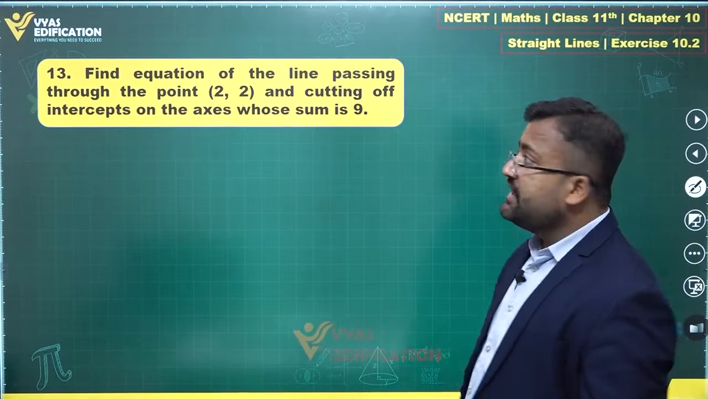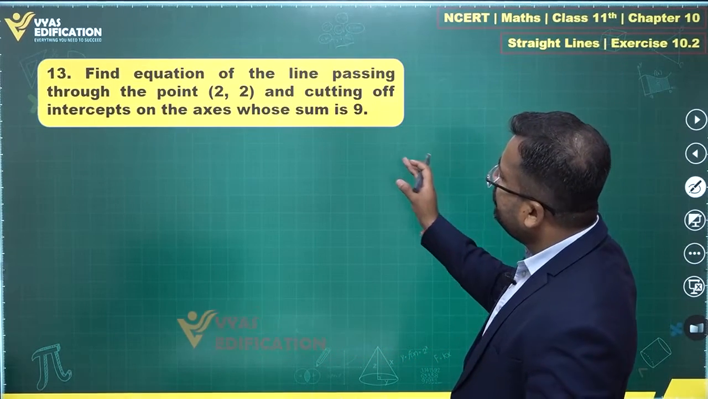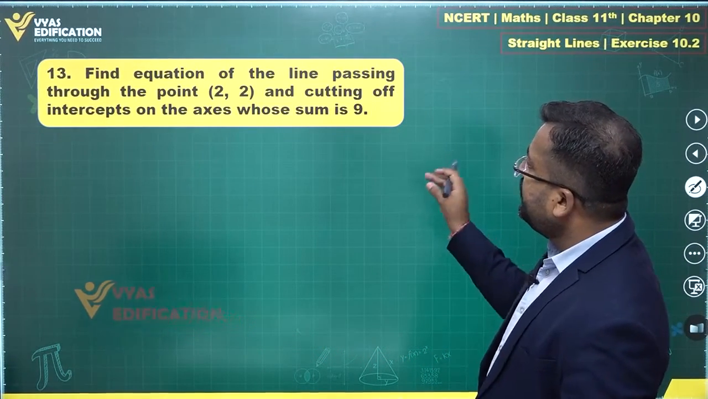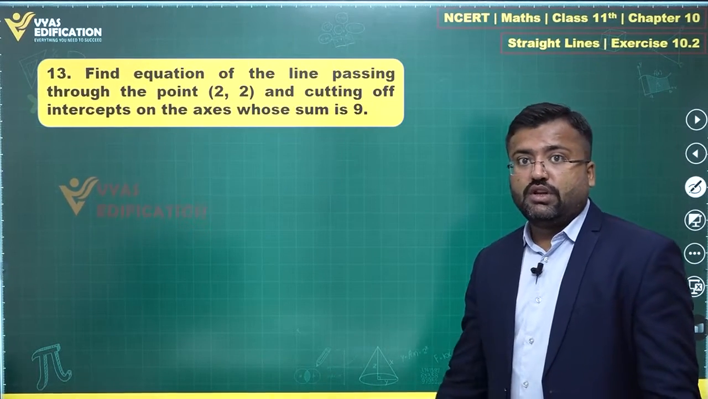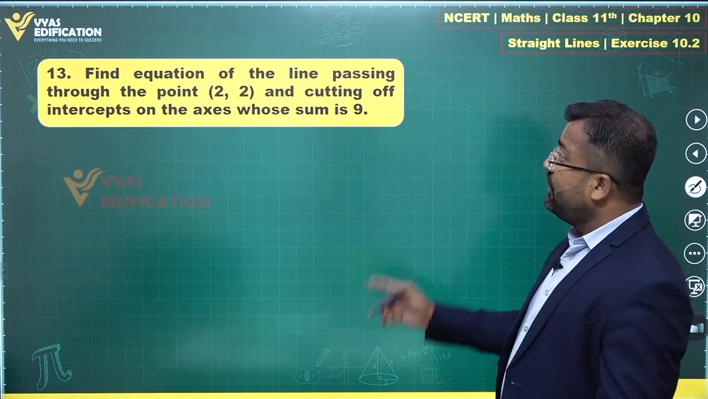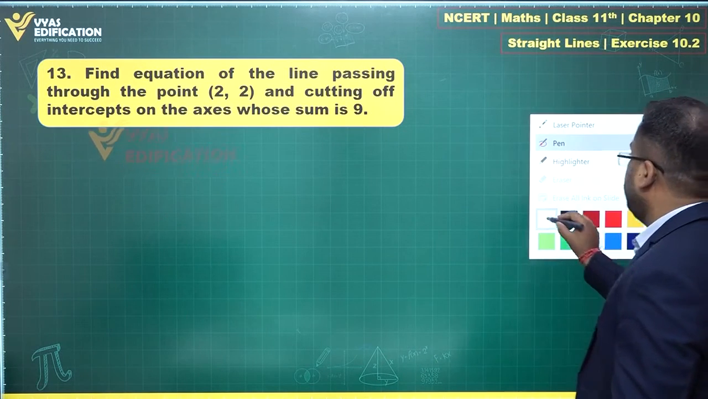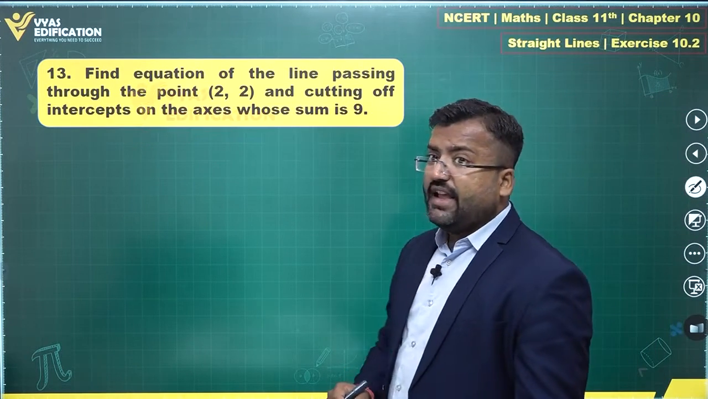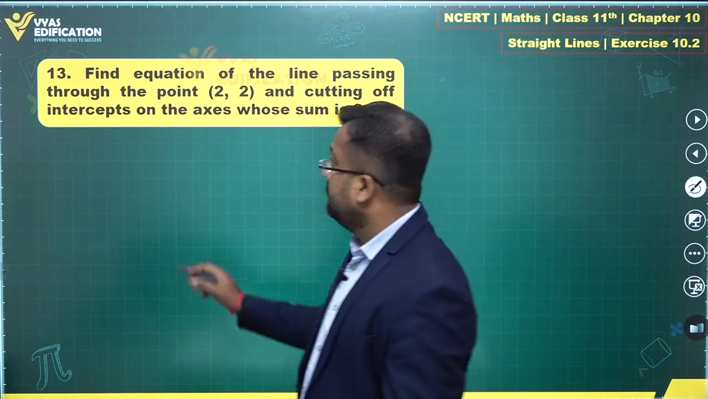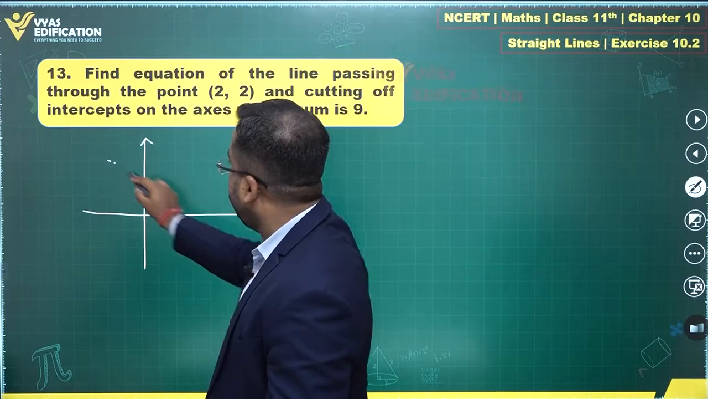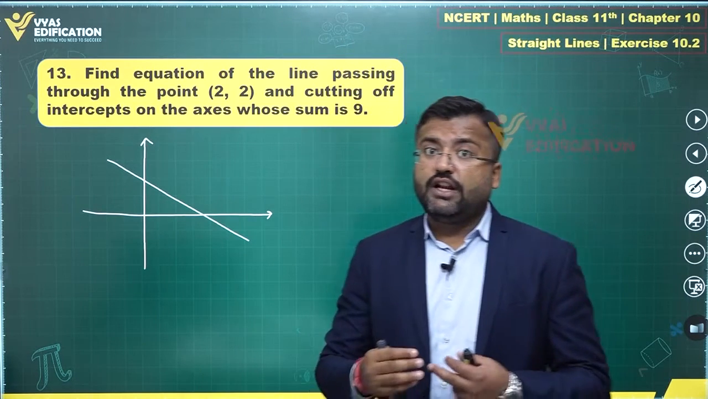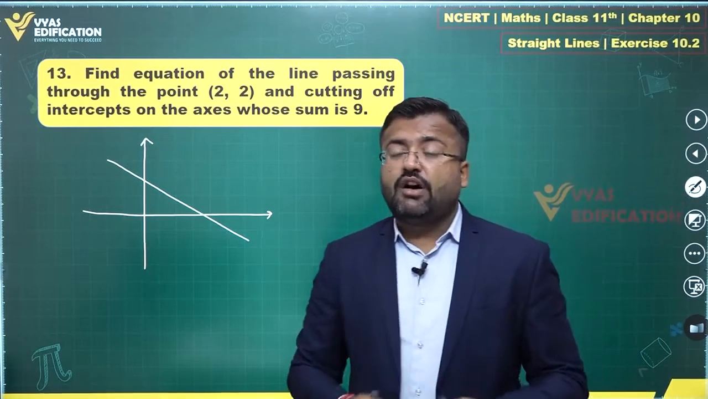The 13th question says, find the equation of the line passing through the point (2, 2) and cutting off intercepts on the axis whose sum is 9. That's interesting. The line is passing through the point (2, 2). And if the sum of the intercepts is what we are interested in, I will try to pick up one particular form of equation of a line.